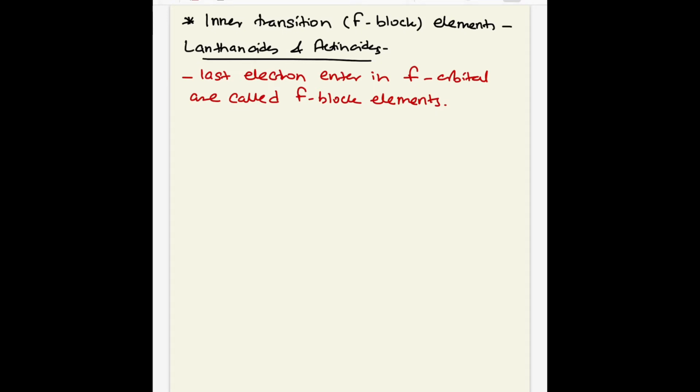These elements are placed separately at the bottom of the periodic table, in the 6th period and the 7th period. Lanthanoids are placed in the 6th period and actinoids in the 7th period, and both are present in the 3rd group. That is the position of lanthanoids and actinoids in the periodic table. They have 14 elements each, and the electrons are filled in the 4f and 5f orbitals.